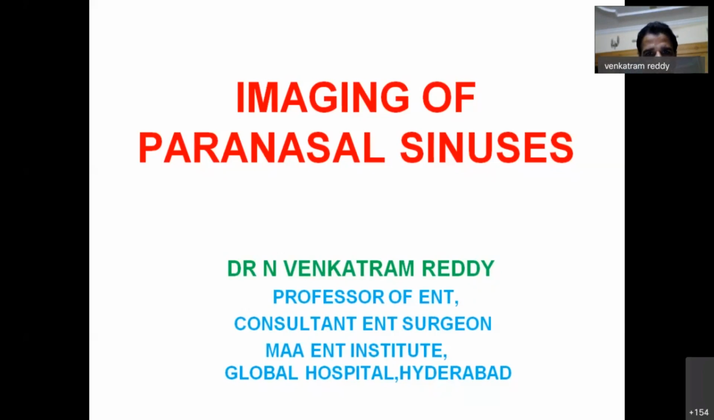And imaging of the paranasal sinuses, I think most of you are well aware, from the first year of postgraduate onwards you start seeing CT scans. Unlike us, when we did our post-graduation between 1986 and 89, we never had a CT scan, did not even look at one till our PG time was over. So you are so lucky. After finishing my PG, I had a look at the CT scan of the paranasal sinuses. Otherwise, we only had access to the X-ray of the paranasal sinuses.